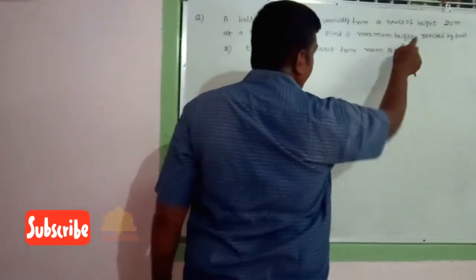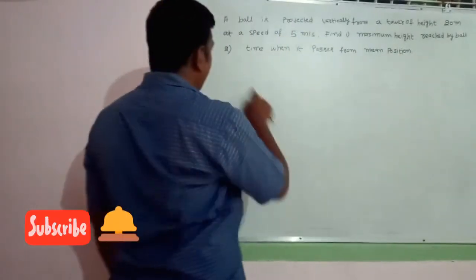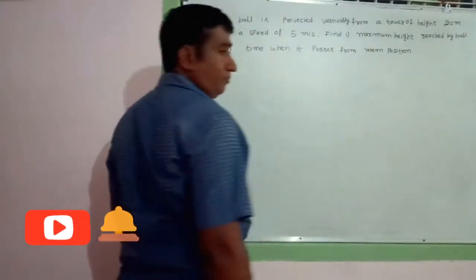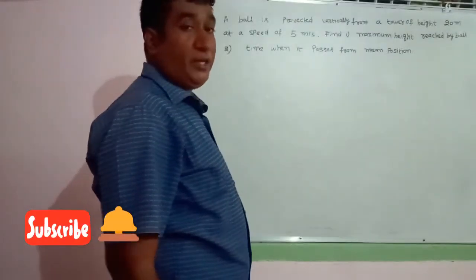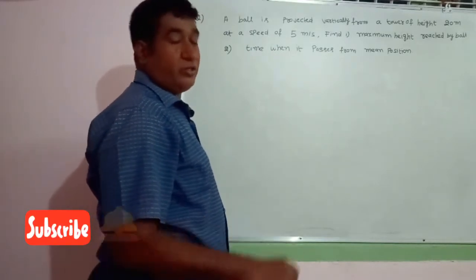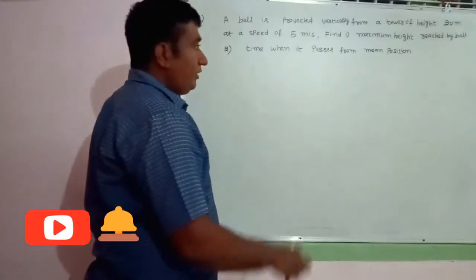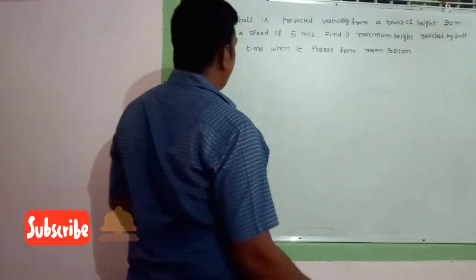Find the maximum height reached by the ball, and the second one is the time when it passes from the mean position. Here, what is the meaning of mean? Where it has been started. Again, if it reaches the same point, we can call it a mean point or mean position.